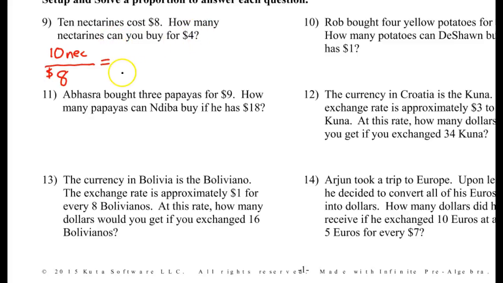5 for $4. So how many nectarines, I'll call it N for nectarines, how many nectarines can you get for $4? You can figure that out using the cross products, but on these ones they're already simplified pretty easily for you. So you can figure out, well, $4 is half of $8. So if I can get 10 of them for 8, I can probably get 5 nectarines for $4.